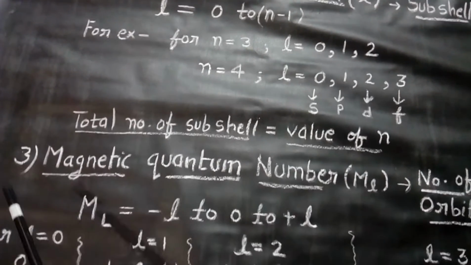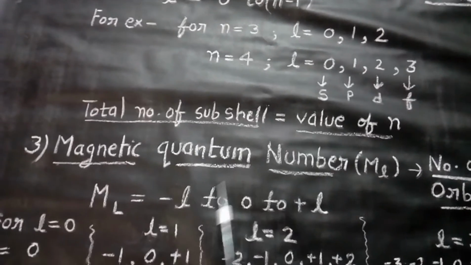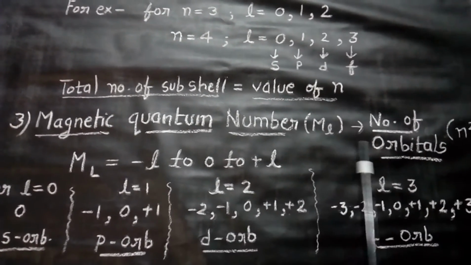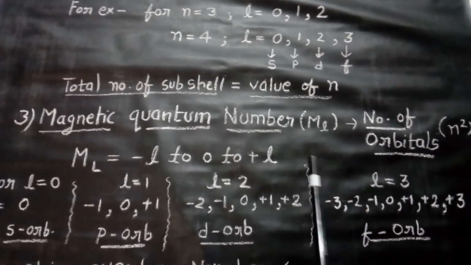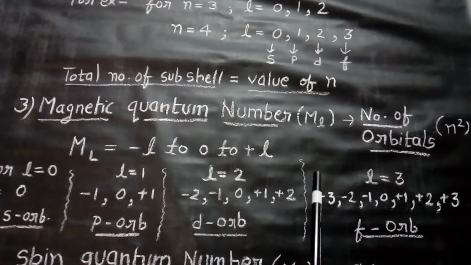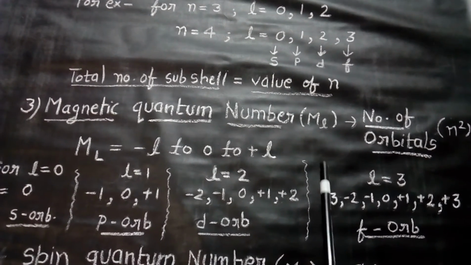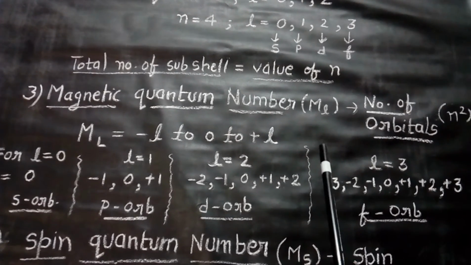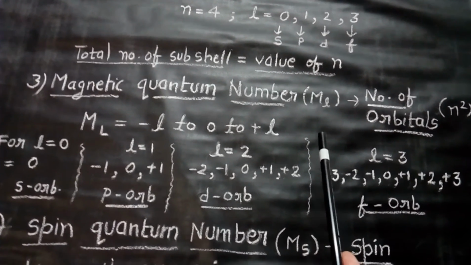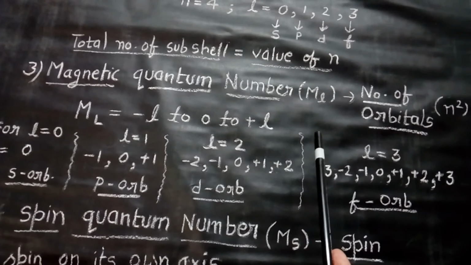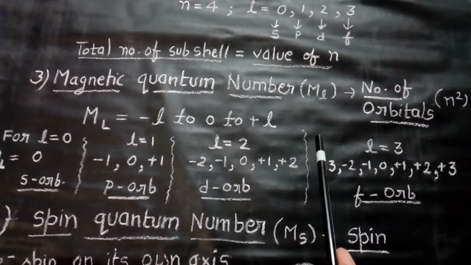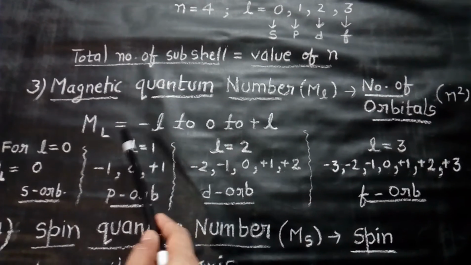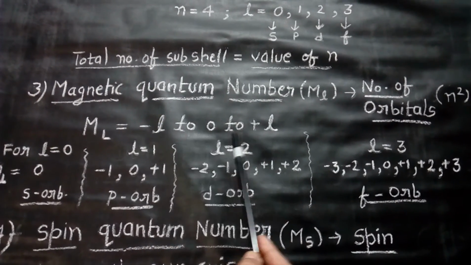Now we come to the third quantum number, that is the magnetic quantum number. It is denoted by ml and it gives the number of orbitals. As we know, electrons move around the nucleus with angular momentum. So a magnetic field is produced. As a result of this, electrons orient themselves in some specific regions in space. These regions are called orbitals. So ml may have values from minus l to 0 to plus l.